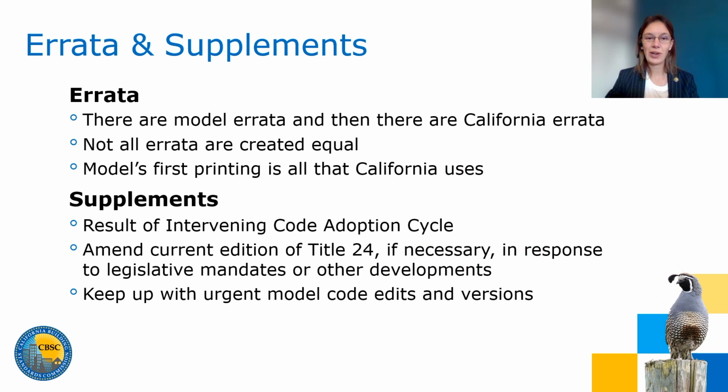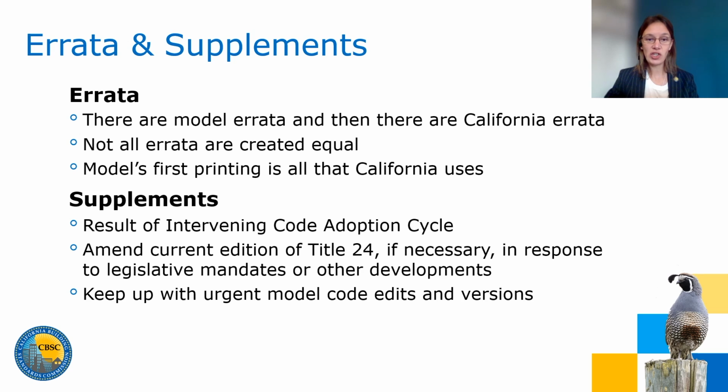Errata are issued to correct non-substantive errors in the published edition of Title 24. The model code developers also issue errata with corrections and updates to the existing model code and incorporate all the fixes in the next printing of their code. There can be several printings of the same model edition. However, what model code developers see as errata is not always what California considers errata. So all the model code changes can't be incorporated into the next printing of California codes.